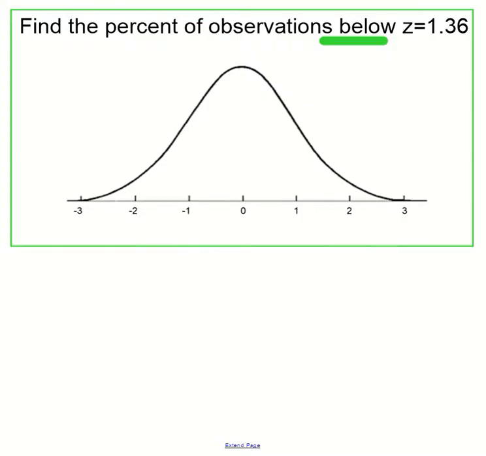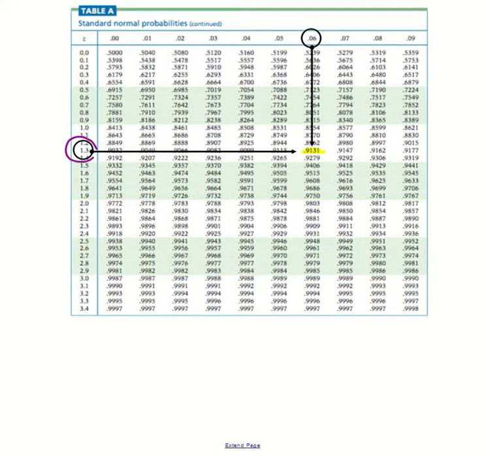So here we have another one. Find the percent of observations below 1.36. It's going to be something around here. We go to our table. We find 1.3. We find 0.06. Where they intersect right here is 0.9131. We change that to a percentage, 91.31%.